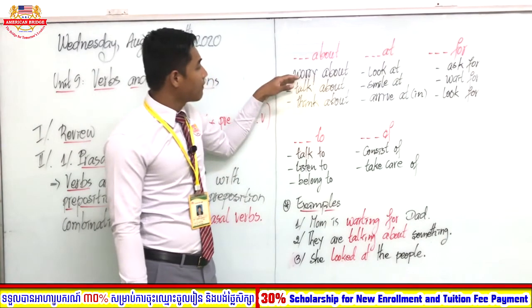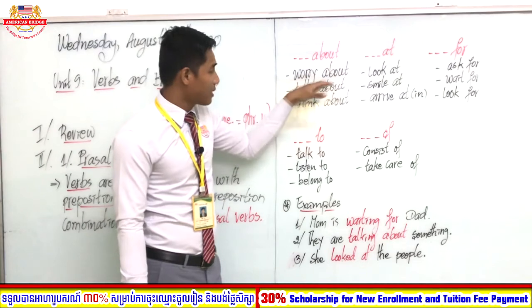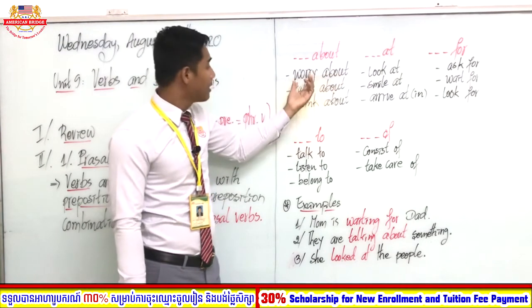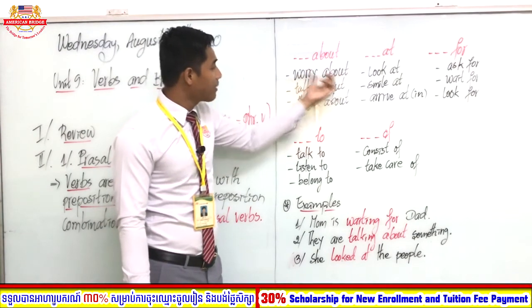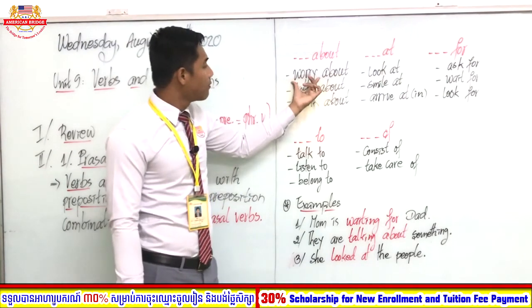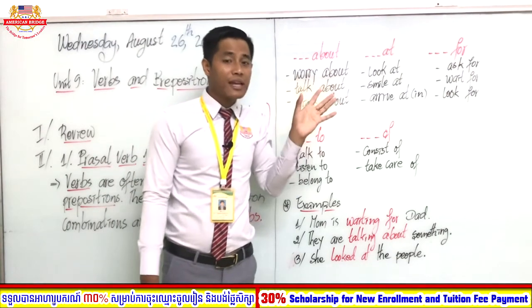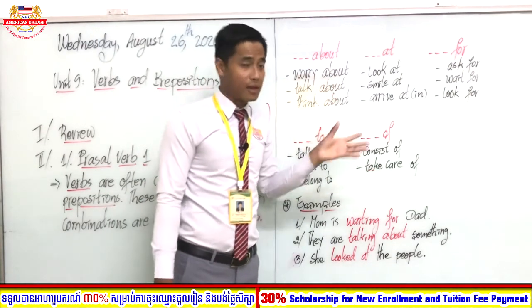So everyone, with this phrasal verb, its meaning follows the meaning of the verb and the meaning of the preposition as well. Okay, so worry about: we worry about this thing. We feel sad about something.